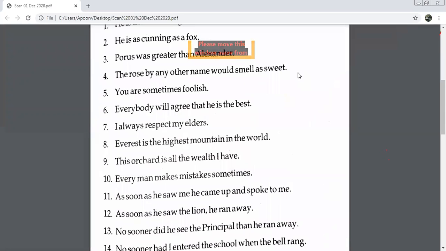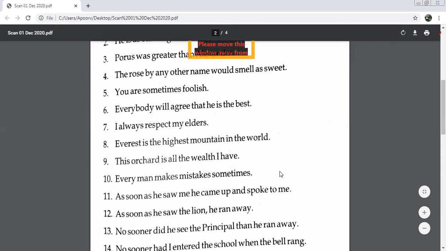No matter what the name is given to Rose, it would smell as sweet. Sweet. And what about the ninth one? Once again, the ninth one. I'm just doing the typical ones so that you know about them. Tell me the ninth one.